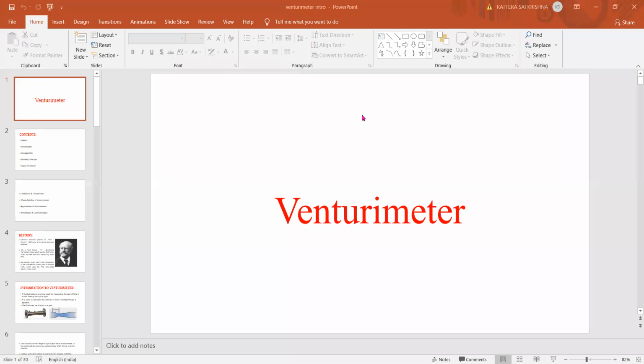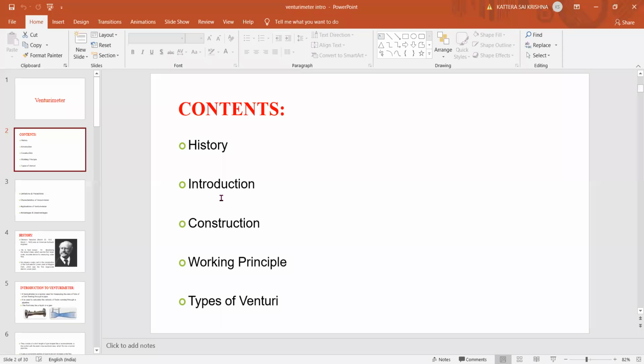Okay. So this is our introduction to our first experiment, that is calibration of venturimeter. So first we need to know what is this venturimeter and what is the purpose of this venturimeter, and then we'll do the experiment. I'll show the video which is taken in our laboratory, FMHM lab. Then we'll calculate the coefficient of discharge for this venturimeter. Okay, so these are all the contents which are available in our introduction to our venturimeter experiment.